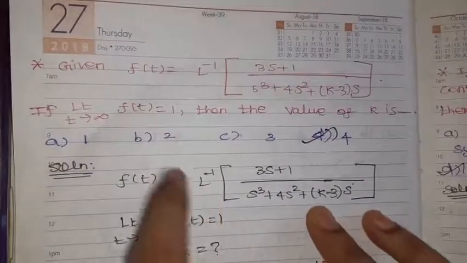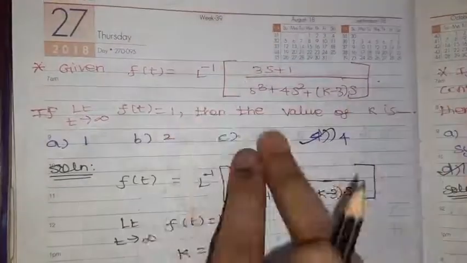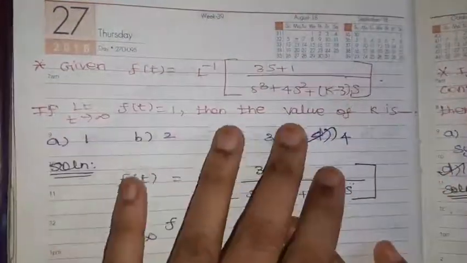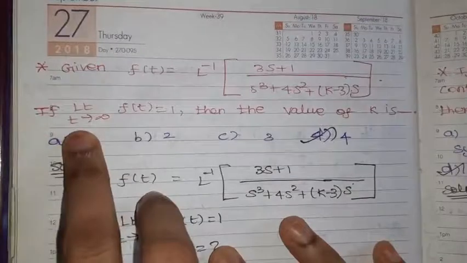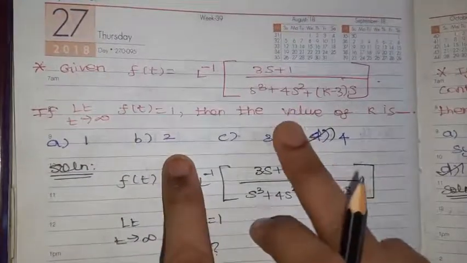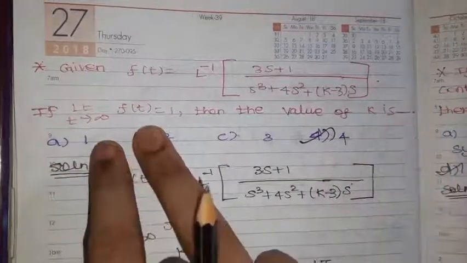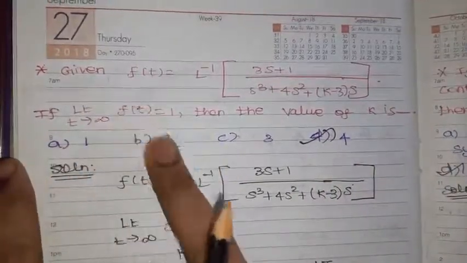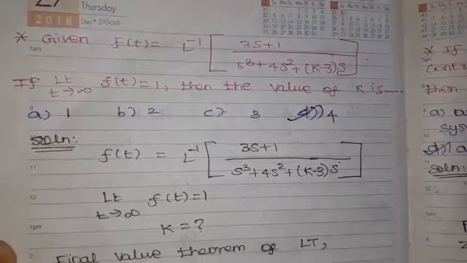Then, the Laplace inverse of some transfer function is given, f of t. If the limit as t tends to infinity of f of t is equal to 1, then the value of k is? So what is given? This is the limit. This is the final value theorem of Laplace.